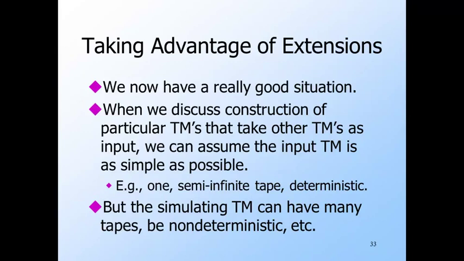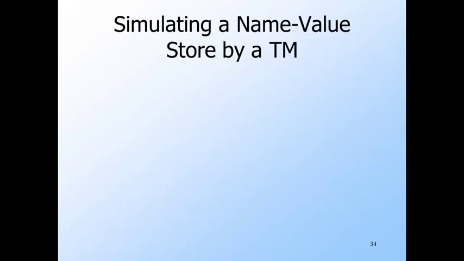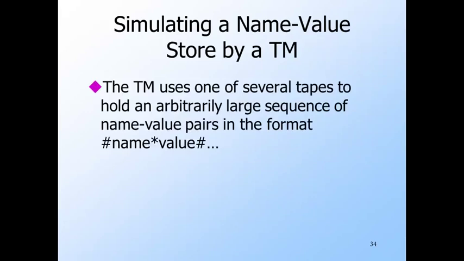All the constructions we just showed will turn out to be quite useful in the future. We're going to have to do several important constructions involving Turing machines. When we do that, we'll assume the Turing machine that is input is as simple as possible. In particular, we'll assume it is a deterministic machine with one tape, infinite only to the right. However, when we do the simulation, we're free to use a Turing machine that is as powerful as we need. In particular, we can allow it to be non-deterministic and to have as many tapes as we need. But first, let's take up how we simulate name value stores by a Turing machine.